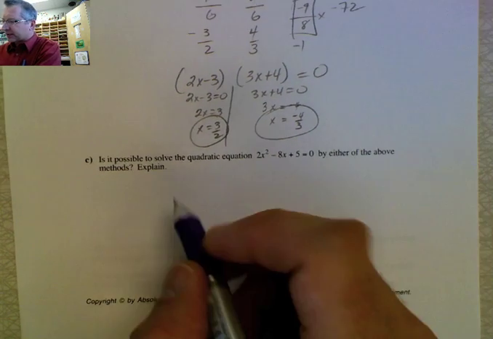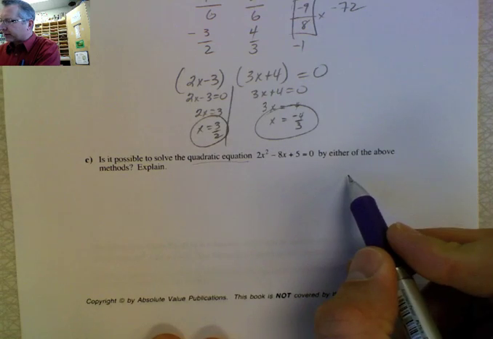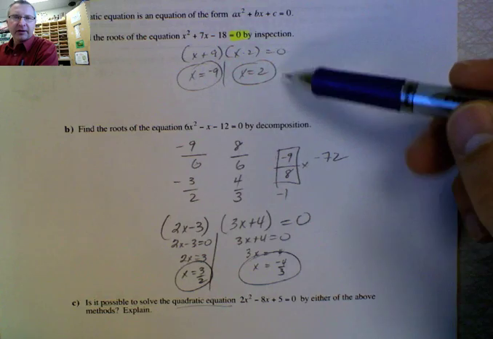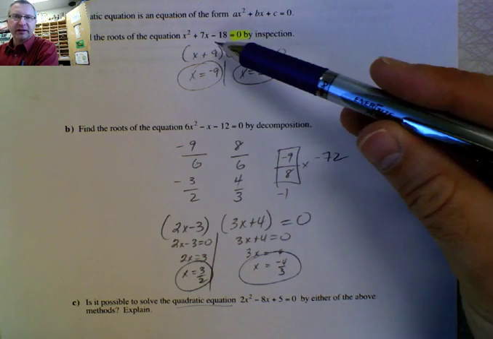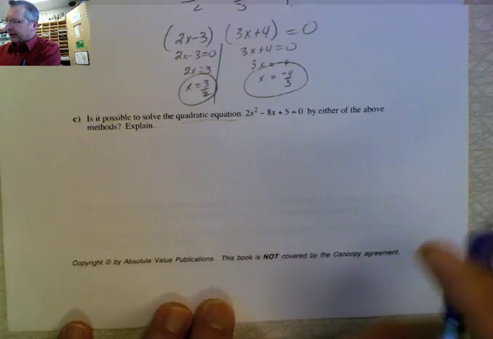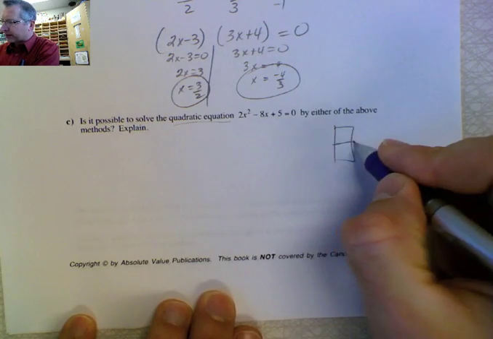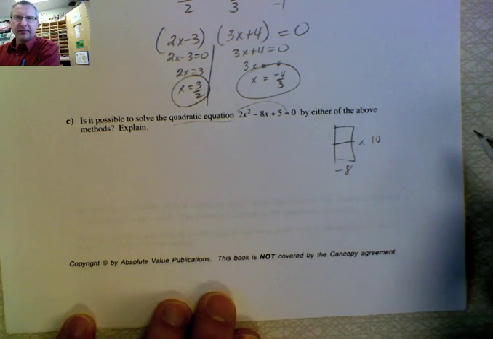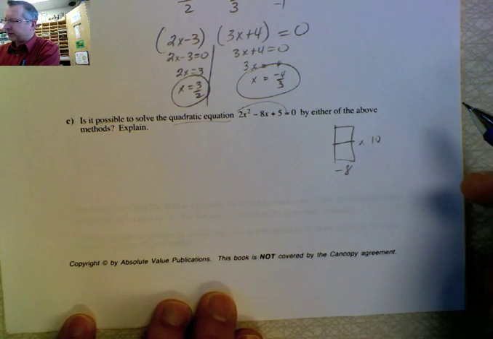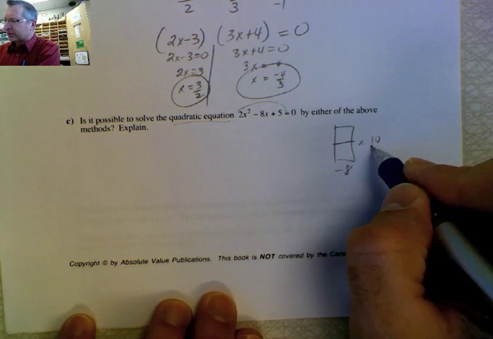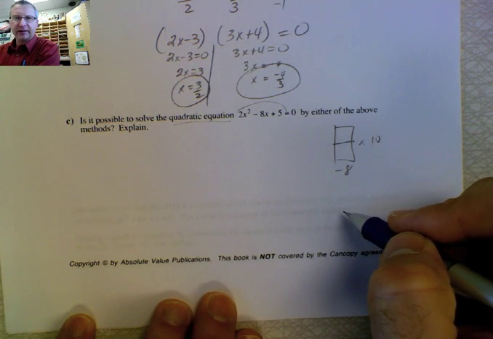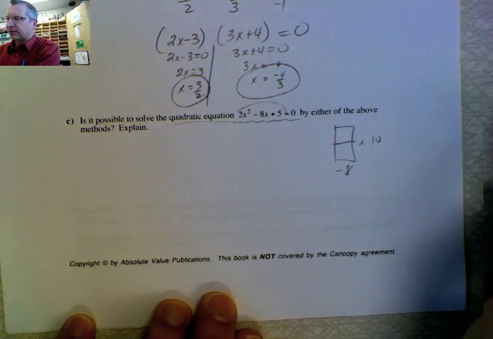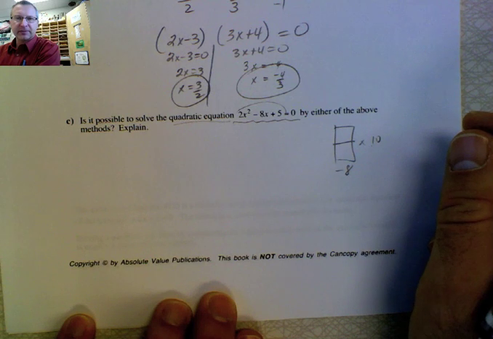Now the next question says, is it possible to solve this quadratic equation by using one of the methods above? So either box method or just by inspecting it and looking at the two numbers that are here. If we try to use box method, we need two numbers that multiply to 10 and add to negative 8. Well, we got 10 and 1, we got 5 and 2, so we can't. There are not two numbers that multiply to 10 and add to negative 8. So it's impossible to factor this, but we should still be able to find the x-intercepts of this equation.